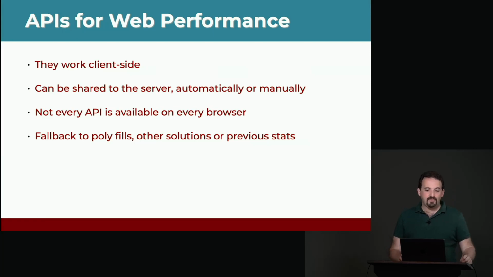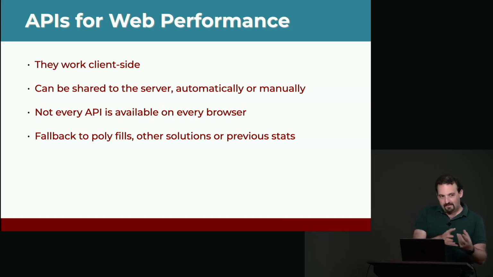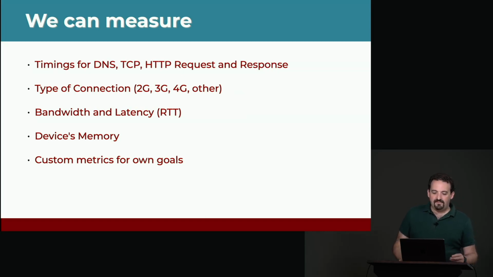The APIs that we will see work client-side. Some data that you get there can be shared with the server automatically or manually, and as with every API in the web world, some APIs will not be available in every browser. So sometimes we have polyfills. That's a library that will simulate and fill the gap that we have on some browsers. And for that, we can measure timings. What is timing? Remember the waterfall chart? We could recreate the waterfall chart in a JavaScript structure. So all the information you see in the waterfall chart can be accessed by a JavaScript API.